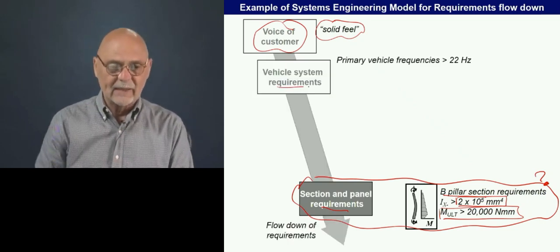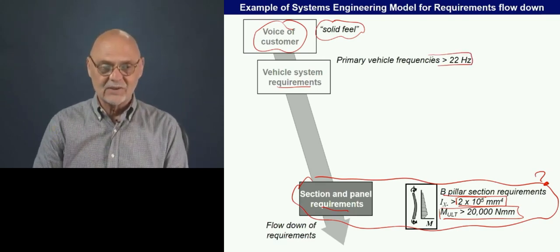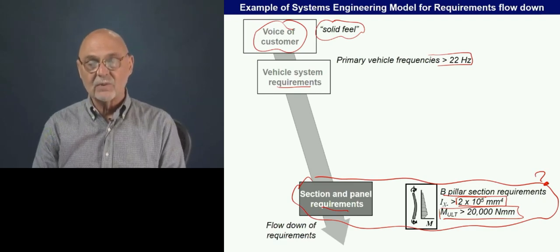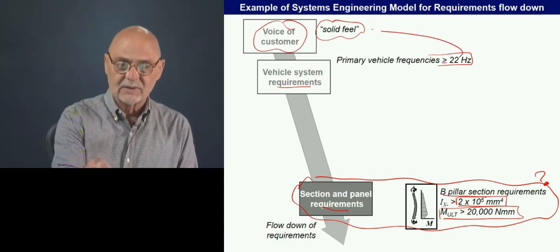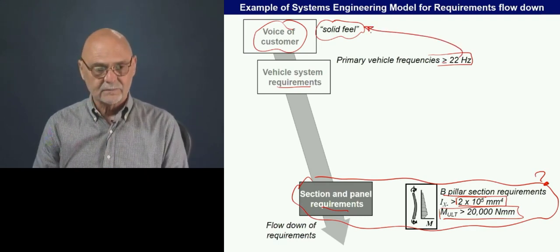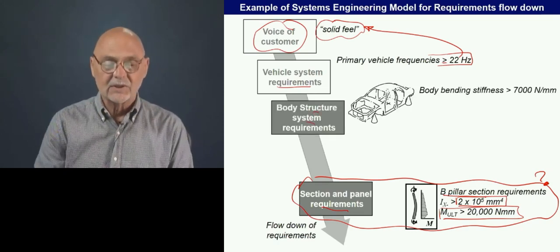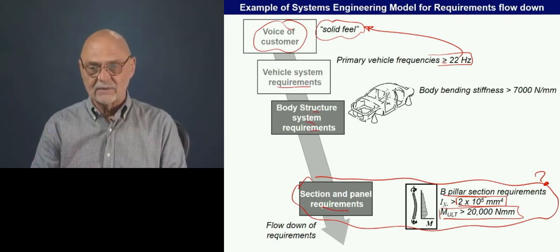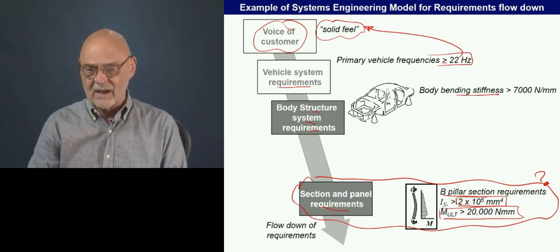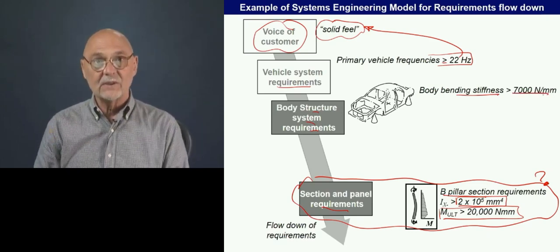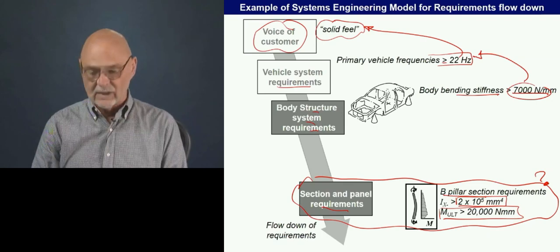And we need to quantify that requirement. An example of that, again, which we'll be seeing in the next lecture, is that we want the primary vehicle frequencies, the bending frequencies, to be at least 22 hertz in order to meet this customer need. And then we're going to flow those down to another level, to the body structure system. So here we're at the body in white level. For the case of body bending that we're looking at here, we'll have a certain stiffness that we need. If we meet the stiffness, then we will probably meet this requirement at the vehicle level.